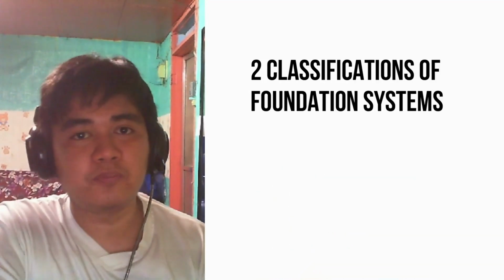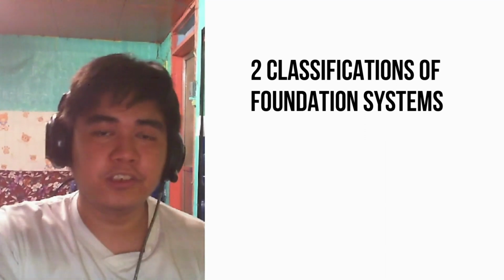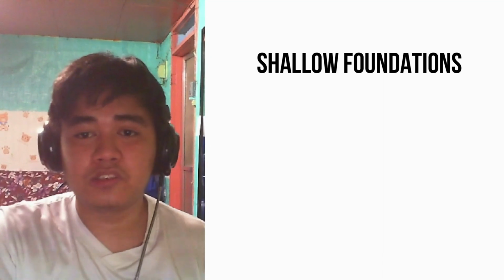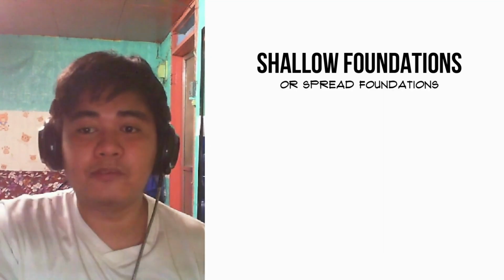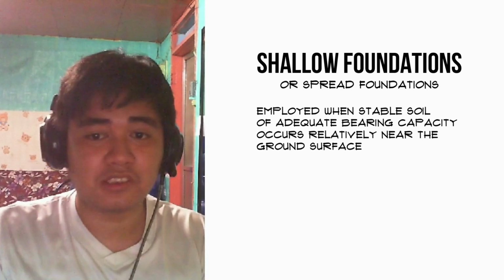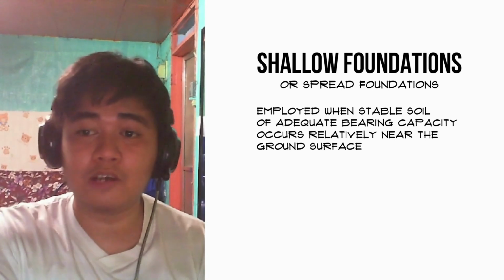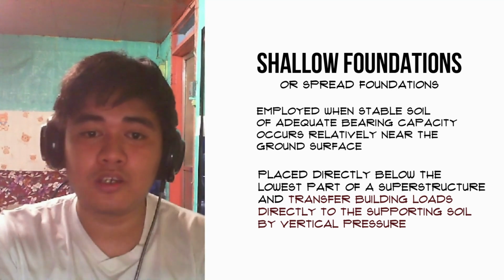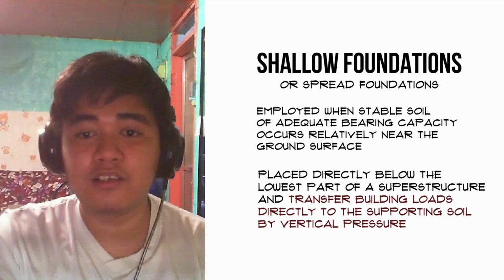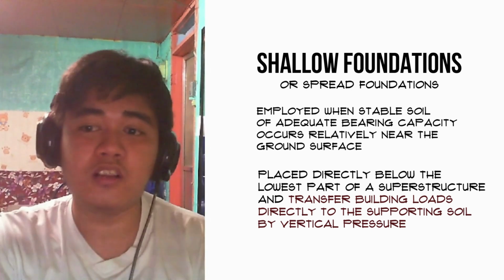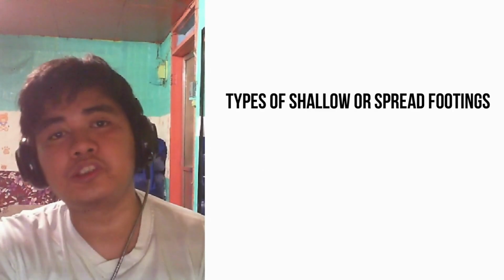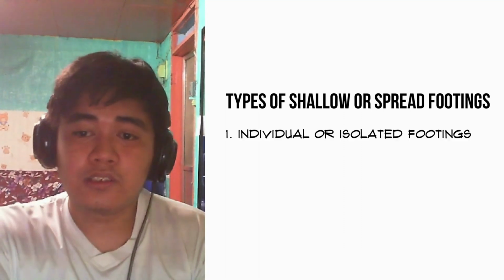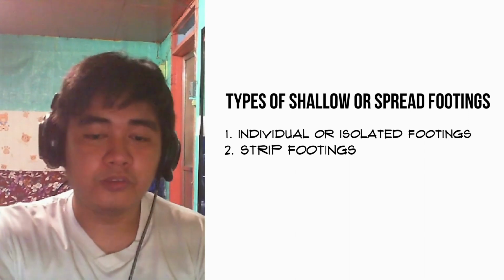Foundation systems are classified into two broad categories: the shallow foundations and deep foundations. Shallow foundations, or spread foundations, are employed when stable soil of bearing capacity occurs relatively near the ground surface. They are placed directly below the lowest part of the superstructure and transfer building loads directly to supporting soil by vertical pressure. Types of shallow or spread footings are individual or isolated footings, strip footings, and combined footings.